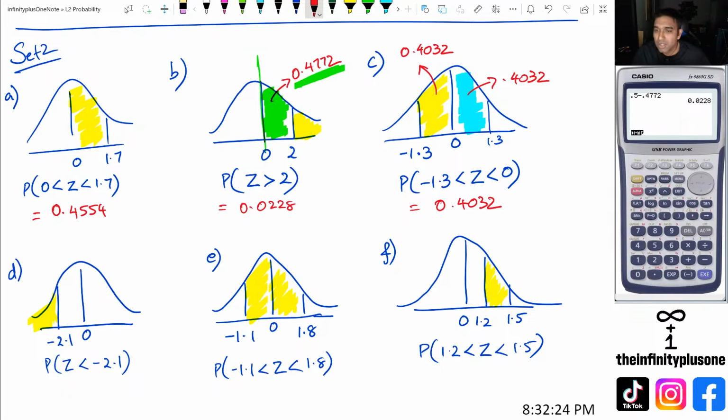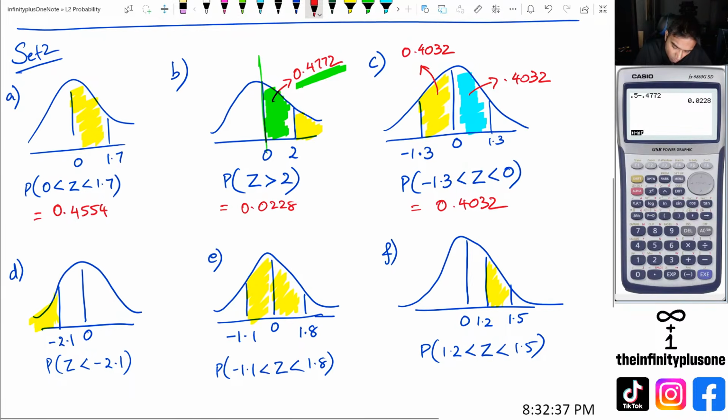That's nice. Cool. So now we're going to look at the next three. If we look at question D, we are asked to find z less than negative 2.1. So what we're going to do is find what this green part is first and then go 0.5 minus the green part. But to find the green part, I actually need to find the blue one, except the number I'm going to use is positive 2.1.